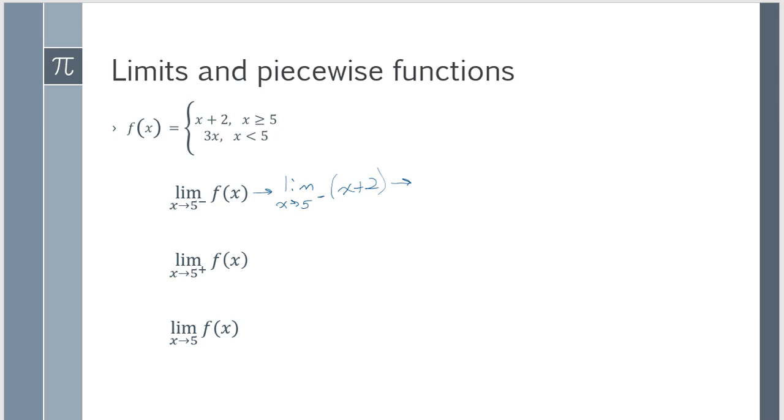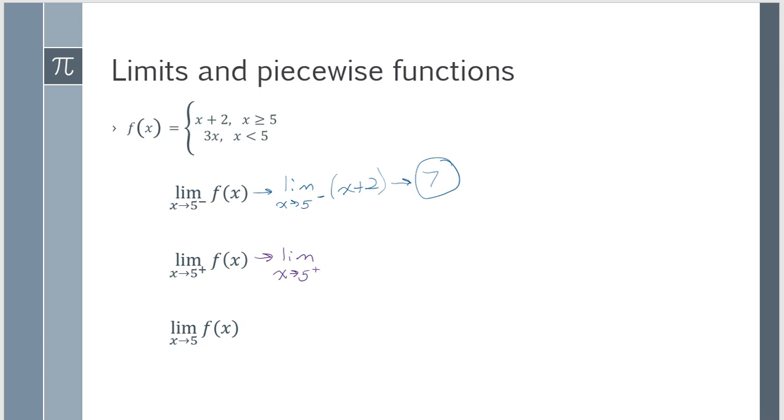And then I would see, can I do substitution? Can I just plug 5 in for x and get a real number? Well, yes, because I get 5 plus 2, which is 7. And there's my limit from the left side. If I then look at the limit as x approaches 5 from the right of f of x, that means I'm doing the limit as x approaches 5 from the right. But now, if x is approaching 5 from the right, those x's are bigger than 5.